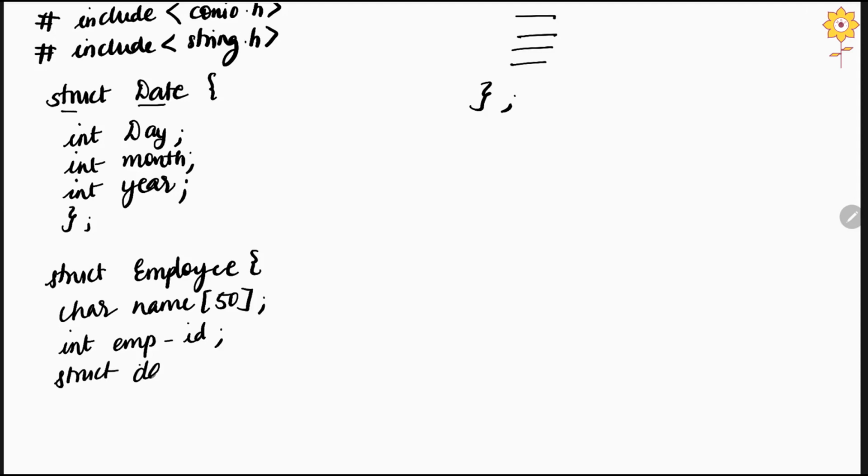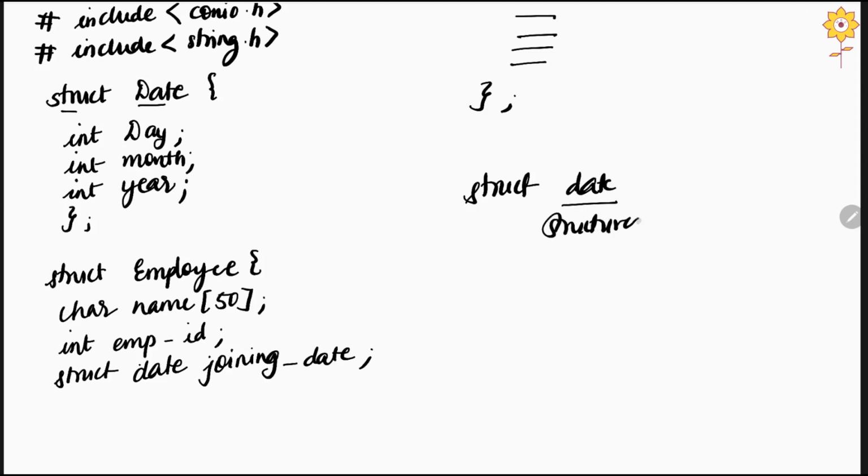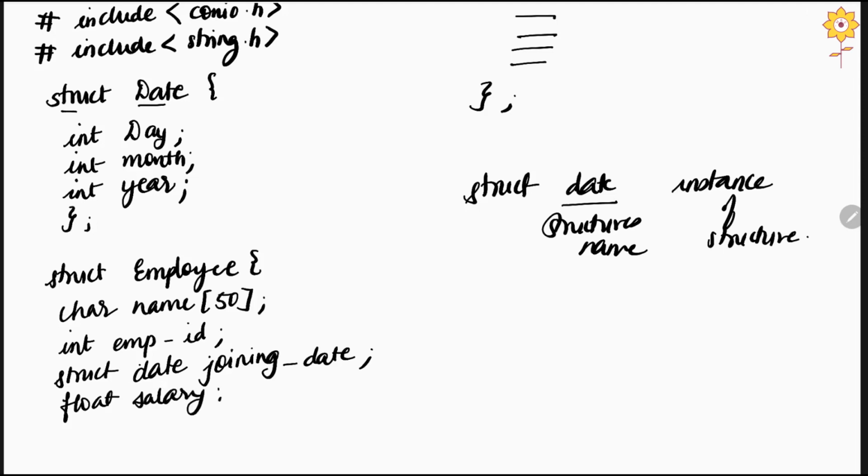for date, correct? And the instance here is joining date, right? So this is the instance of the structure. So how do you write the instance? Struct keyword, name of the structure, date. Okay, so structure name and instance of the structure. So this is the instance of the structure, which is joining date, and then we have salary variable of float data type.